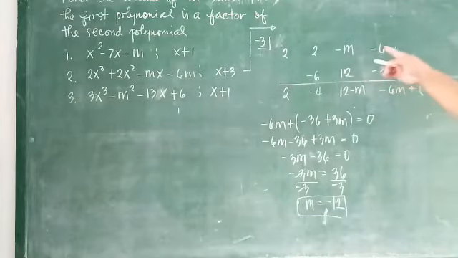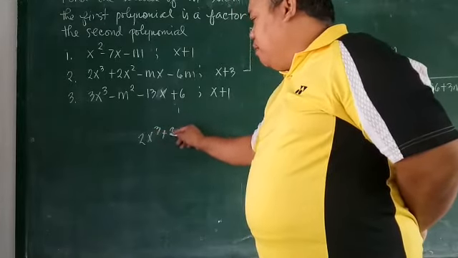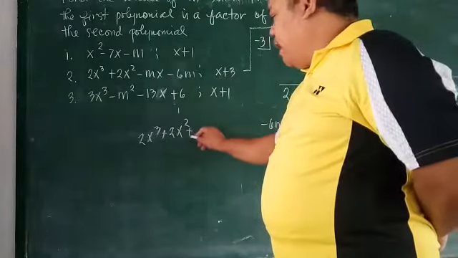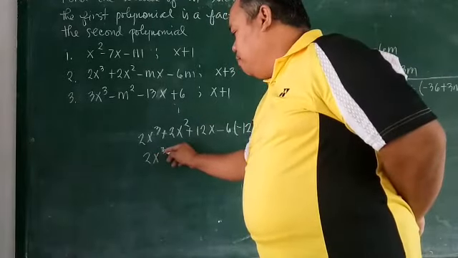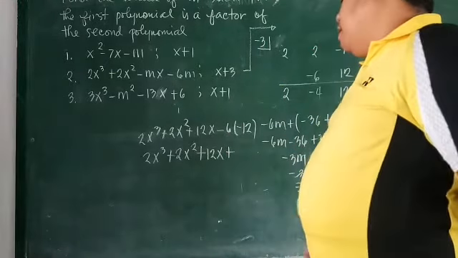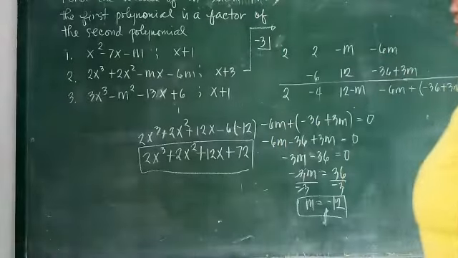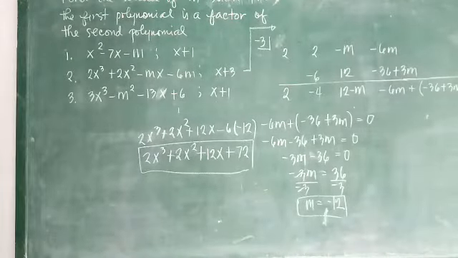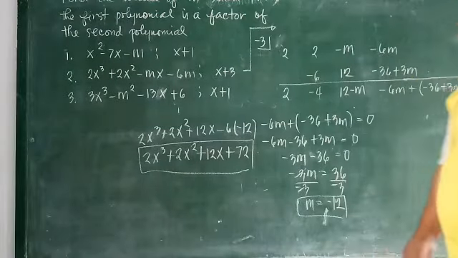Now, let us substitute the value of m to the original equation. So this original equation is 2x cubed plus 2x squared minus mx minus 6m. Since minus siya dito, may positive na yan, 12x minus 6 times negative 12. Okay. So this is 2x cubed plus 2x squared plus 12x plus, multiply natin yan, that is 72. So this will be the equation that is factorable by the binomial x plus 3. So again, the equation 2x cubed plus 2x squared minus mx minus 6m, wherein the value of m is negative 12, can be factored by x plus 3 if the original equation is 2x cubed plus 2x squared plus 12x plus 72.